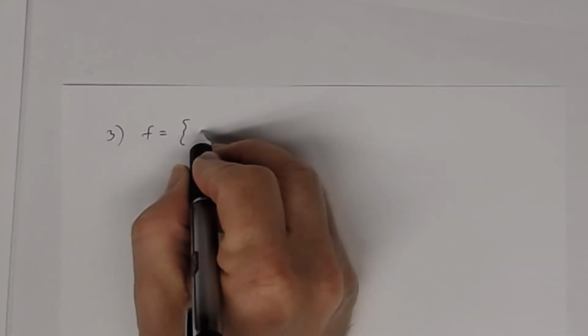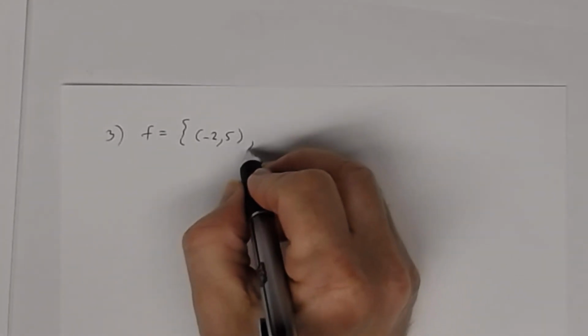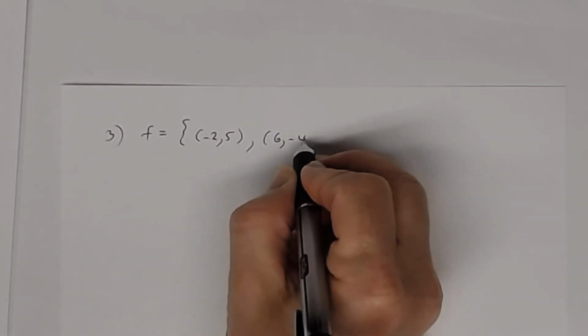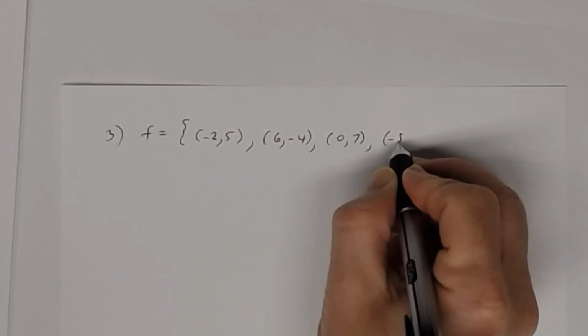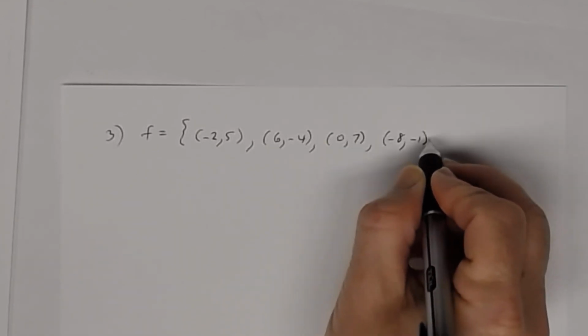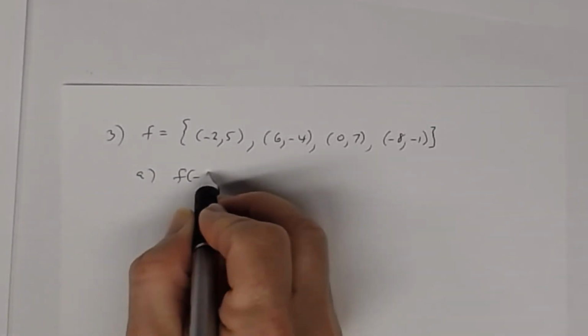So let's go ahead and rewrite this over. So this is number 3. For number 3, your function is this set of ordered pairs. My first ordered pair is -2, 5. My second ordered pair is 6, -4. My third ordered pair is 0, 7. And my fourth ordered pair is 8, -1. And in part A, you want to find f of -8.